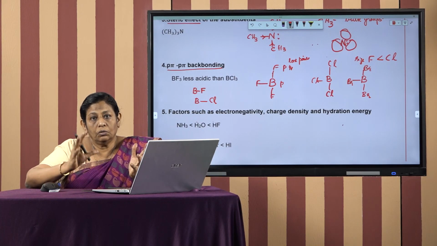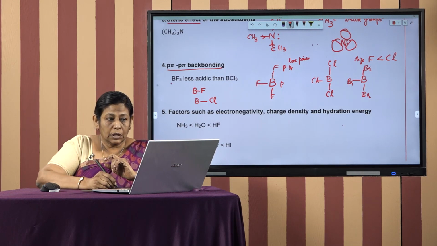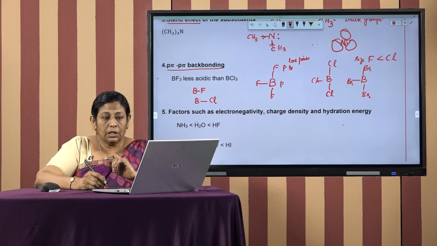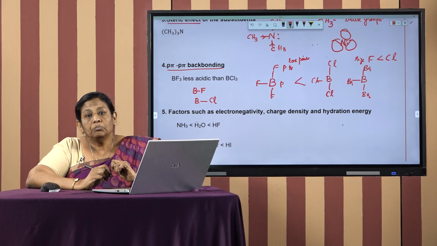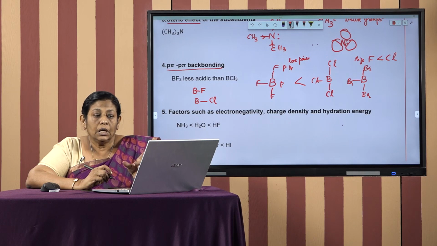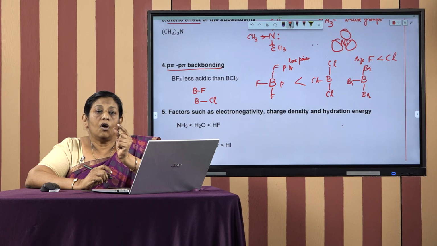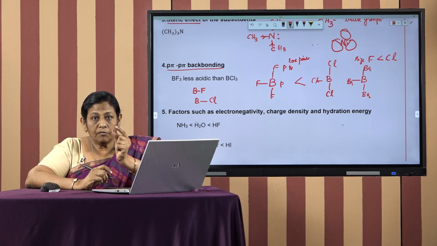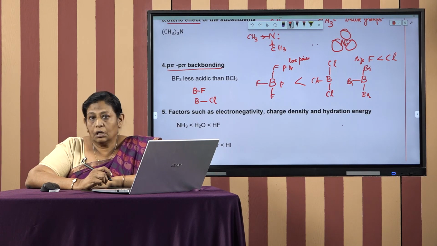As we go down, the size increases. So here, it is a comparison between BF3 and BCl3. BF3 will be less acidic than BCl3. The reason is that in BF3, p pi back bonding is possible because the size of fluorine is smaller, and the bond length of boron and fluorine will be shorter compared to that of boron and chlorine.